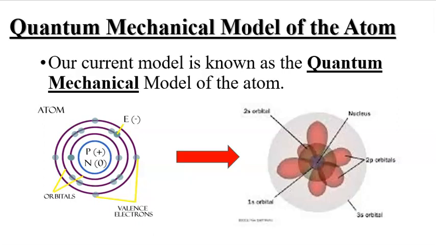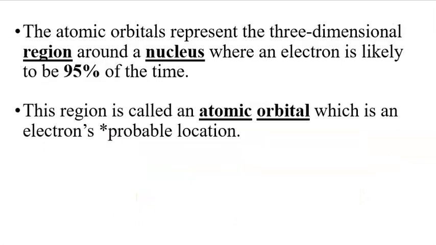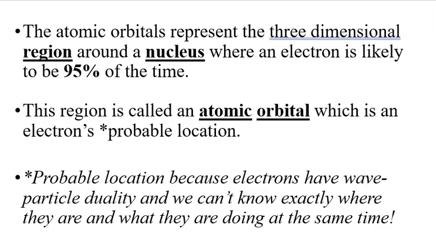So our current model is known as the quantum mechanical model of the atom, where you have these 3D shapes going around. The atomic orbitals represent the three-dimensional region around a nucleus where an electron is likely to be 95% of the time. This region is an atomic orbital, which is an electron's probable location. Probable because electrons have wave-particle duality. We can't know exactly where they are and what they're doing at the same time.